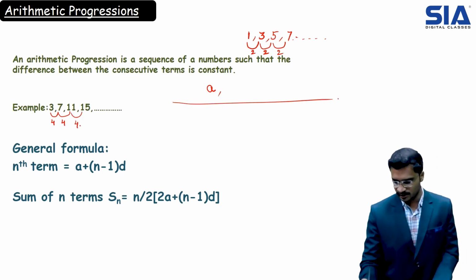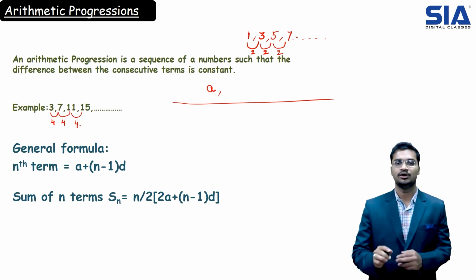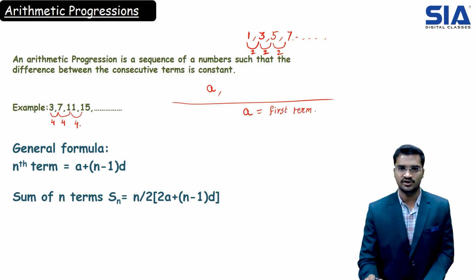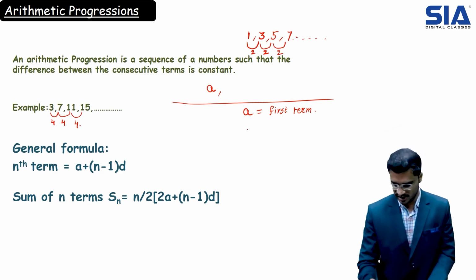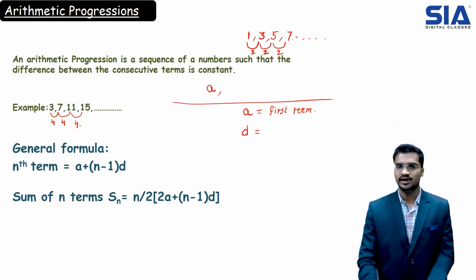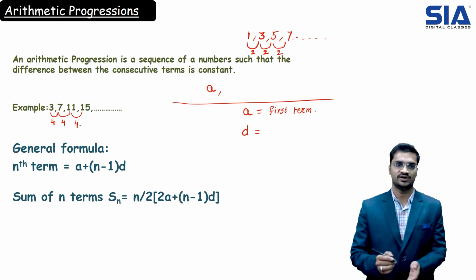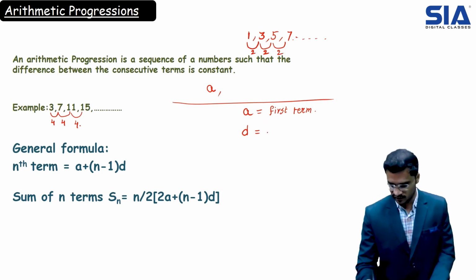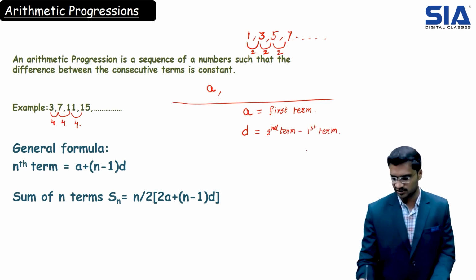Now in this arithmetic progression, what you should remember is two values. What is that? A. A is nothing but the first term of this arithmetic progression, and the difference is D. D is nothing but the common difference. So the common difference is D. How can we find this D? We can find this D when we subtract the first term from the second term. So second term minus first term gives us D.